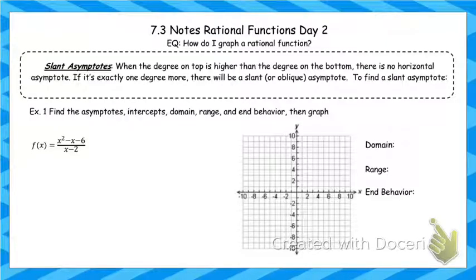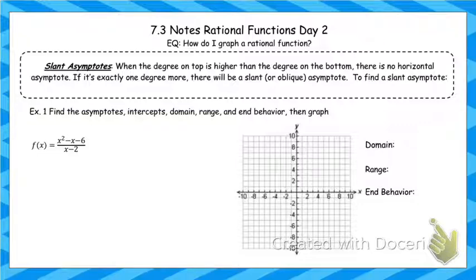Hi guys, so today we're going to look at some extra features of rational graphs, but we're still going to use all the same pieces that we did last class. We just have about two new things that we also need to look for whenever we're graphing. So the first of those things is a slant asymptote.